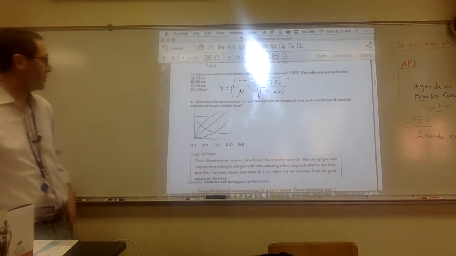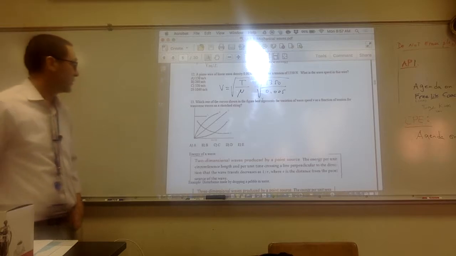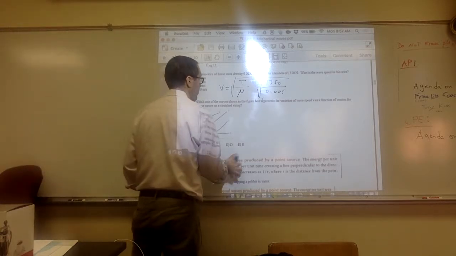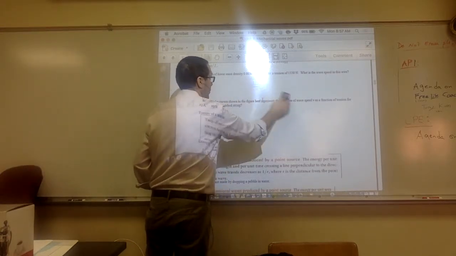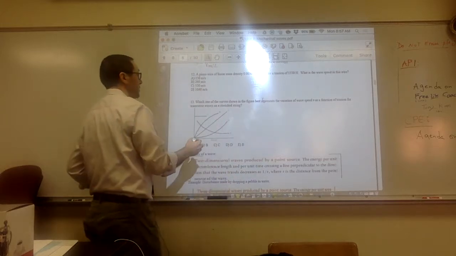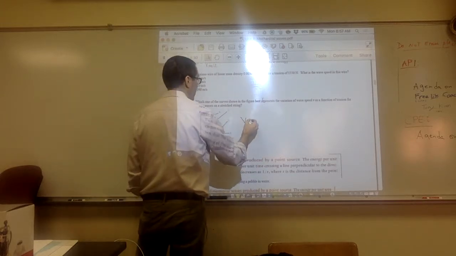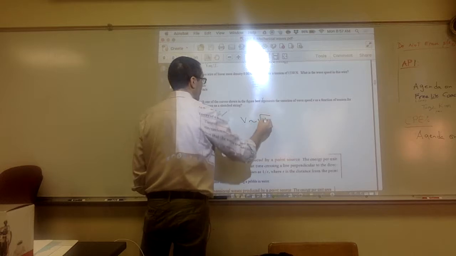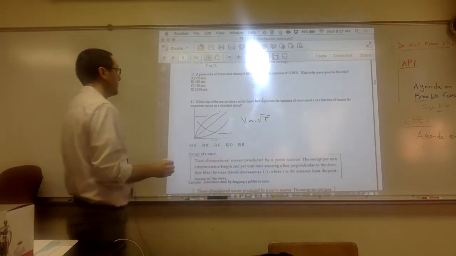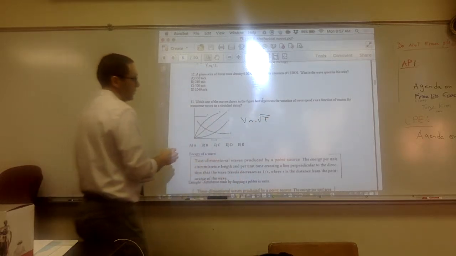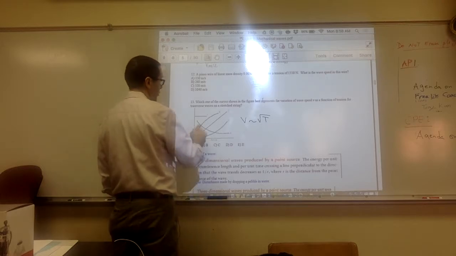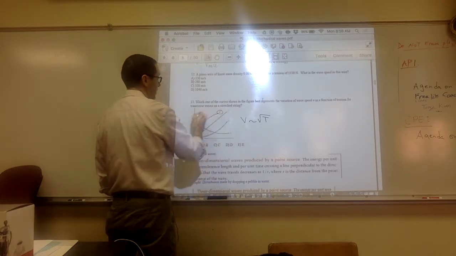519.62 meters per second. Which of the curves shown in the figure best represents the variation of the wave speed as a function of tension? So now we know that v is proportional to the square root of the tension. Okay, so the only graph that shows a square root function is B.